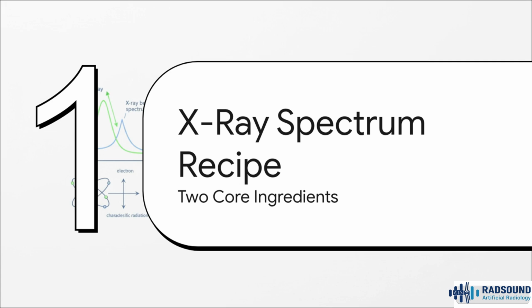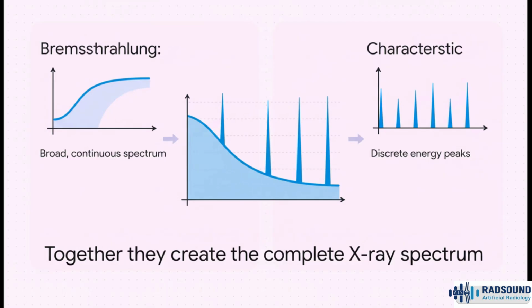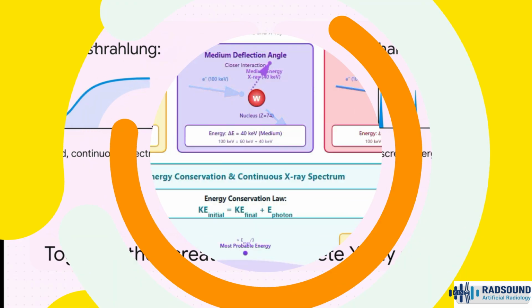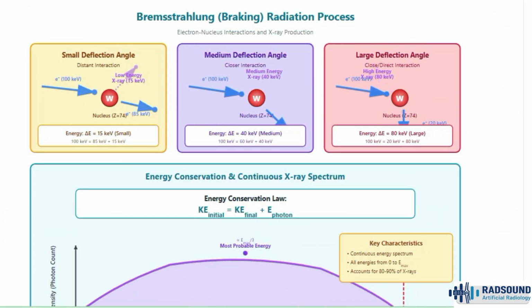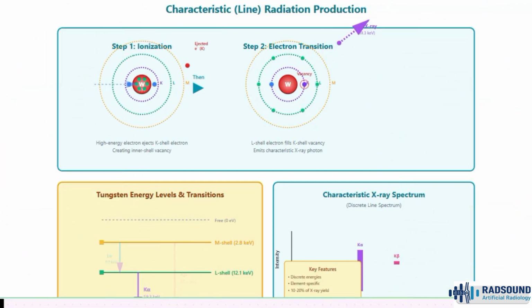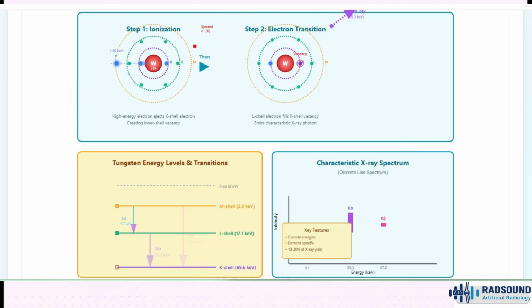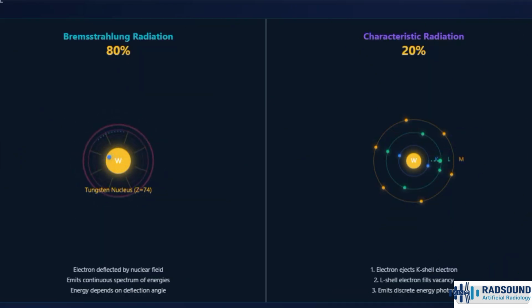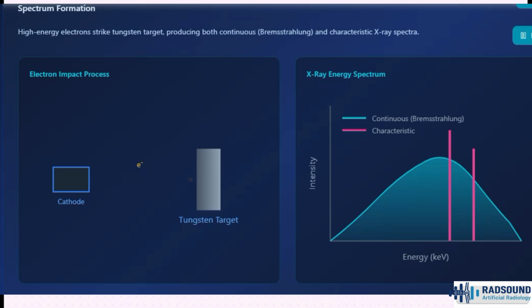Well, it turns out it's not just one thing. It's a very specific mix of two different types of radiation that are created in the exact same instant. And here they are. On one hand, you've got Bremsstrahlung radiation, which gives us this broad, continuous range of energies. And on the other, you have characteristic radiation, which creates these really sharp, specific energy spikes. Both of these things are happening at the same time at the anode. And together, they make up the complete X-ray spectrum we work with.